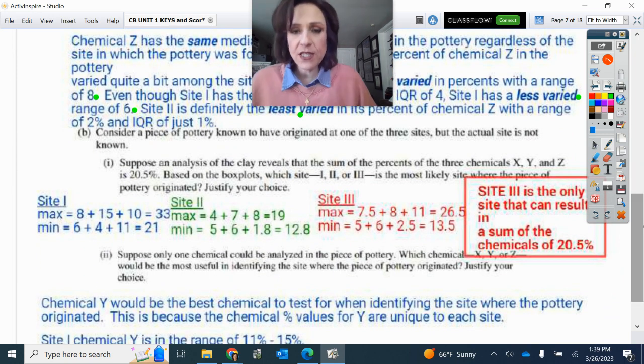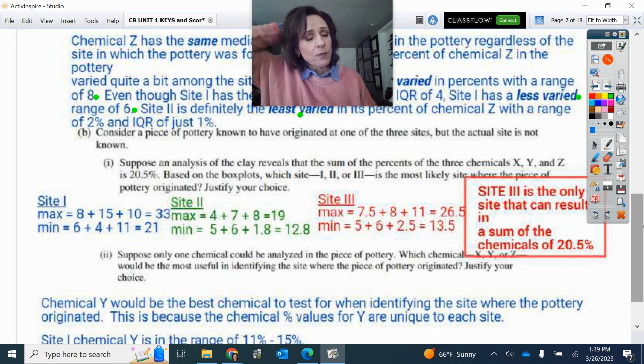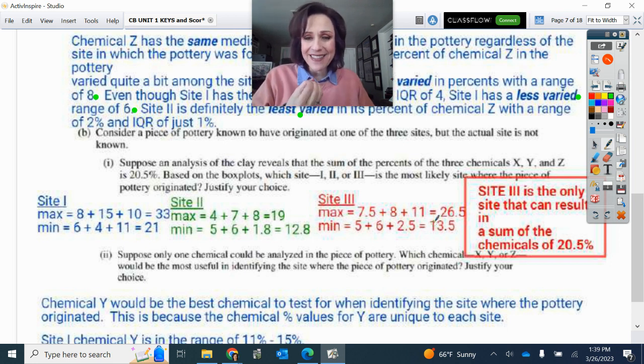This part B is the one where I would have missed full credit. I would not have gotten an E. I would have gotten partial credit. So let's talk about what happened on that one. So this is where they had gotten some pottery from a particular site. They did not know which site it came from, but the sum of the 3 chemicals was 20.5. And so based on that sum and the box plots here, identify which site it came from.